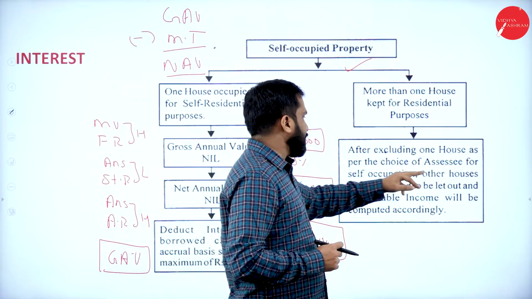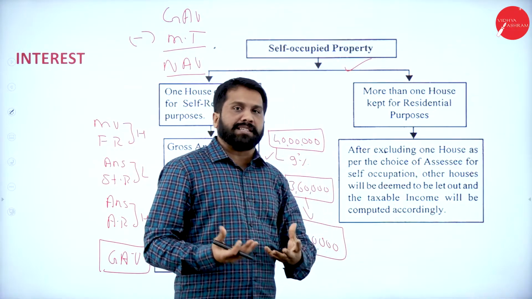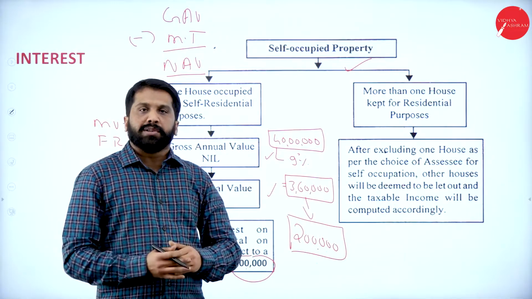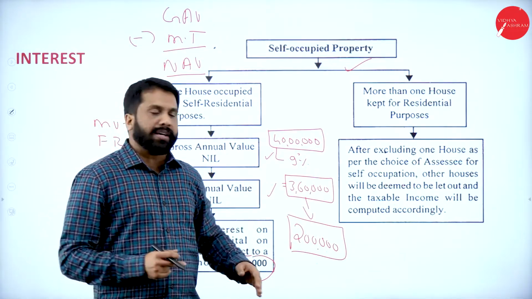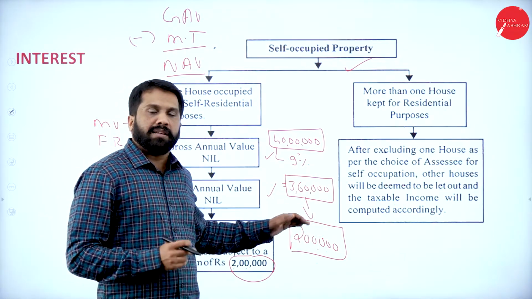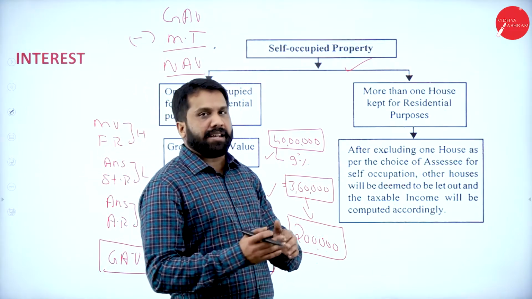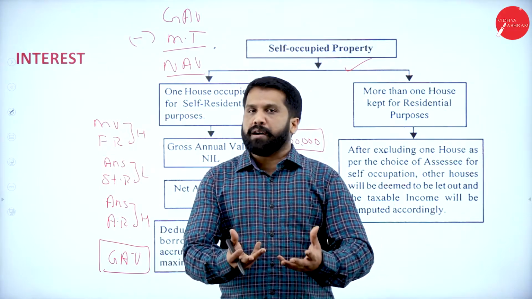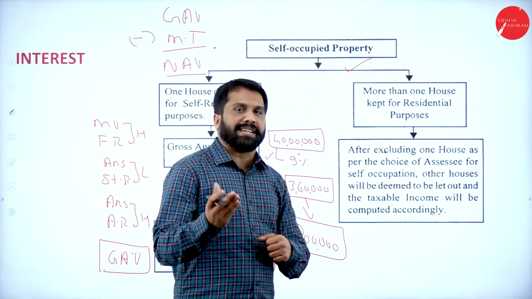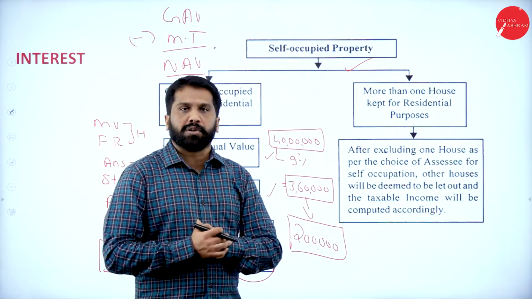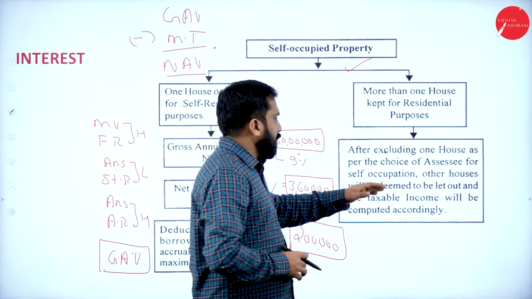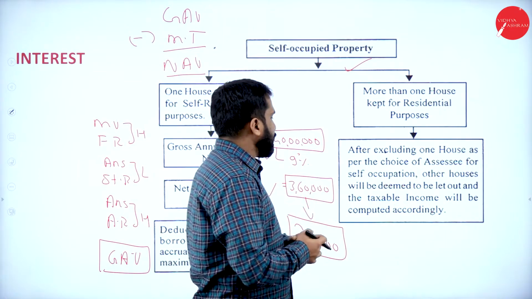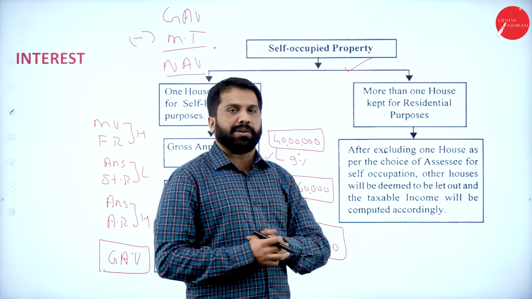Then, after excluding one house per the choice of the assessee, it is a choice of the assessee. Like, if your parents are residing in a small house and you are residing in a big house, you can go for the big house. If your parents are residing in a big house and you are residing in a small house, it is an option of yours. Any house you can consider as self-occupied. Now, other houses will be deemed to be let out and the taxable income will be computed accordingly.